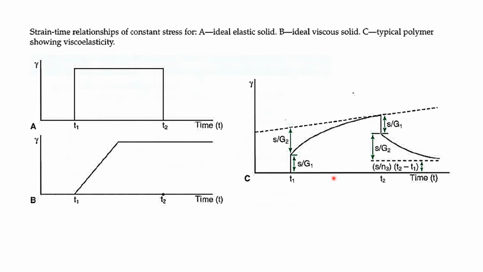Again, don't put so much stress on it. Just understand it and try to know, if I give you this graph, what it is. Either elastic solid: elastic goes up, has a strain, and comes back down. Ideal viscous won't come back down. Typical polymer goes up, up, comes back down, and then is still going.